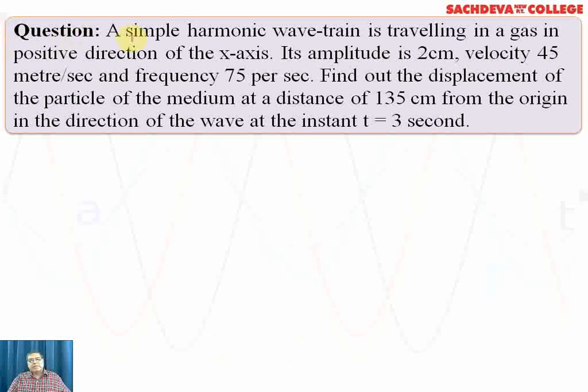Now our next question is about a simple harmonic wave train. That is, a simple harmonic wave continuously moving is called a wave train, traveling in a gas in the positive direction of the x-axis. Again, we are using the positive direction of the x-axis. It means that the phase should be negative. Its amplitude is 2 centimeters, velocity is given as 45 meters per second, frequency is 75 per second. Find out the displacement of the particle of the medium at a distance of 135 centimeters from the origin in the direction of the wave at the instant t equal to 3 seconds.